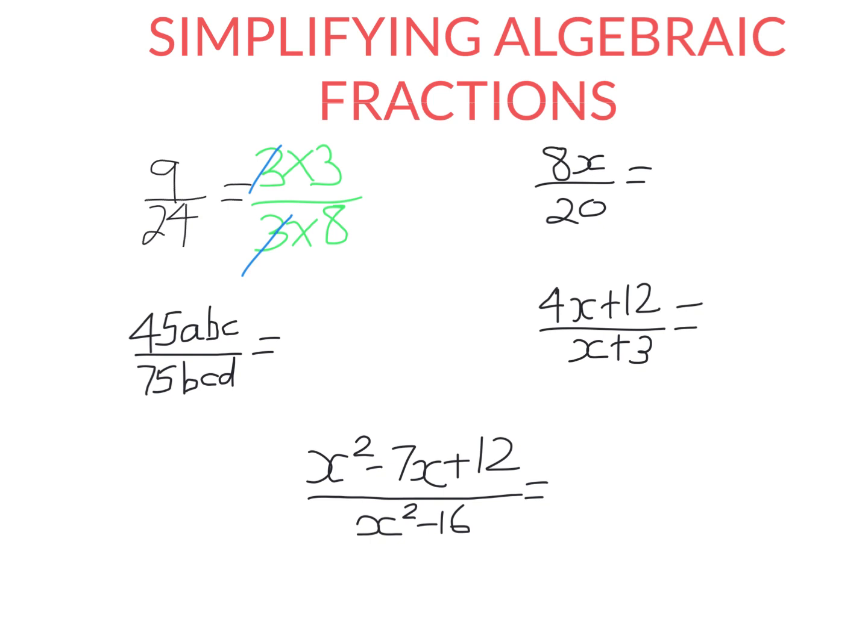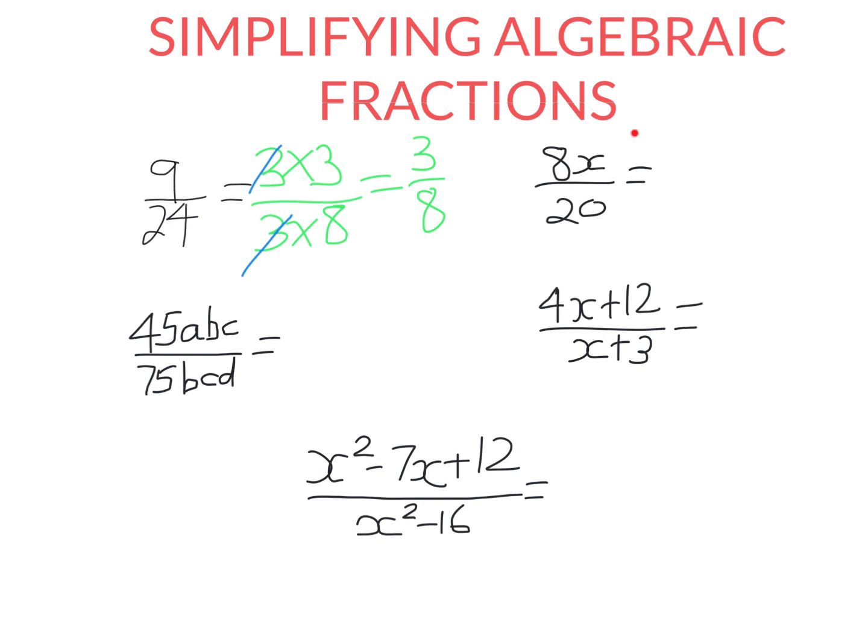You can only cross out a factor. You can only cross out something that's being multiplied. So I can cross out these two 3's because they're being multiplied. And my final answer is 3 over 8. These two fractions here are equivalent. They're both equal to 0.375, but this one's said to be simpler because it has lower numerator, top number, and denominator, bottom number.